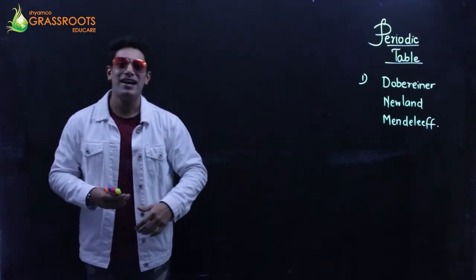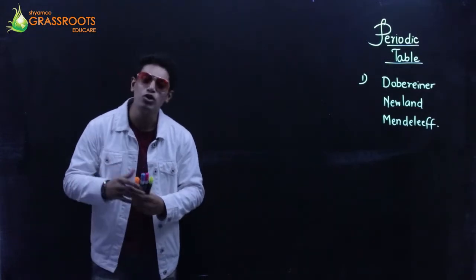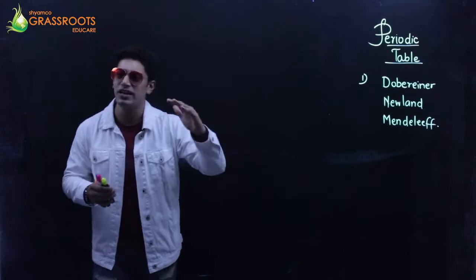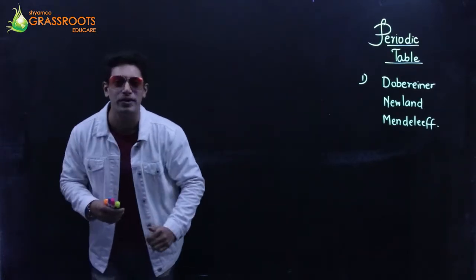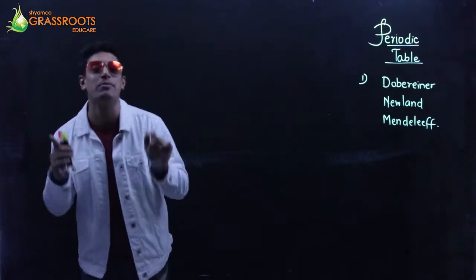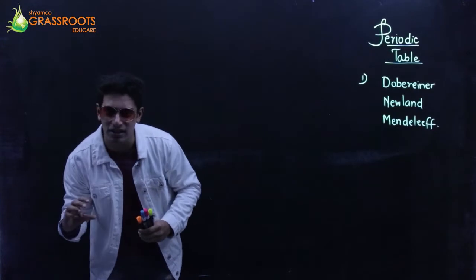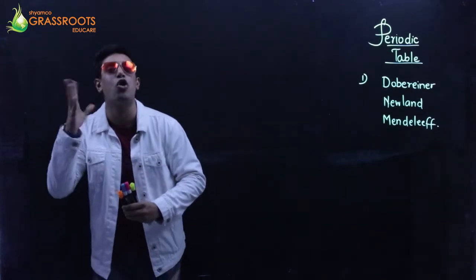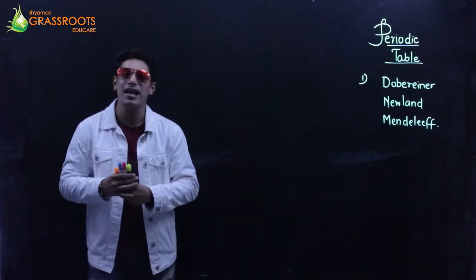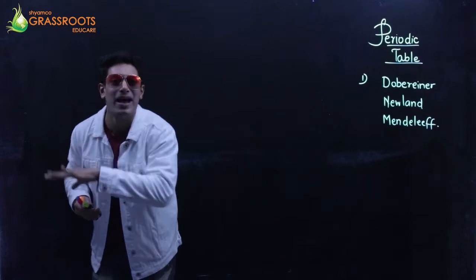Then came Mendeleev. Hi guys, I'm Mendeleev. What I did was, I also arranged the elements in the increasing order of atomic weight. But I gave a table. In the table, there are rows, horizontal, called periods. There are vertical groups called columns. And I am arranging the elements in a tabular format.